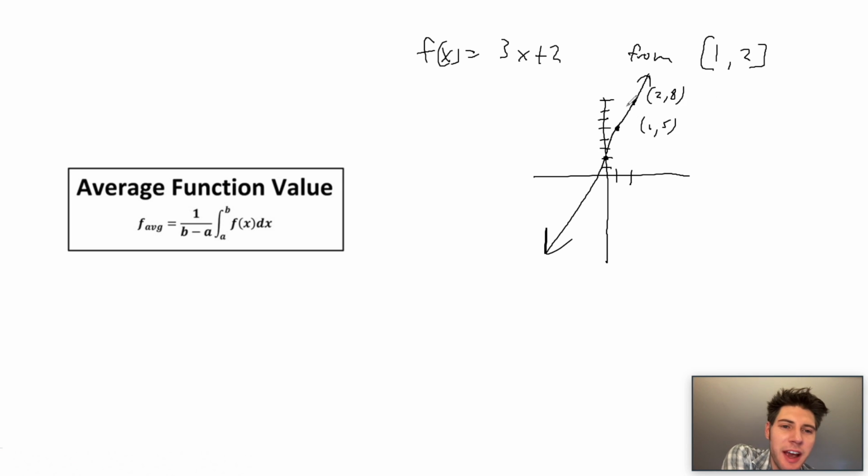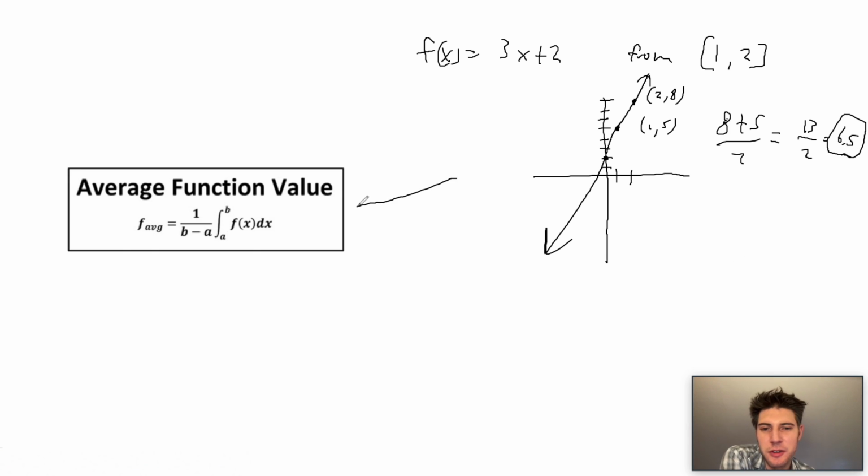So now what is the average value? Well, since this is linear, we know that it would average out by just whatever's in the middle. To find out what's in the middle of 8 and 5, we can add 8 plus 5, and that gives us 13 over 2, which is 6.5. So 6.5 should be the answer. Now let's try to use this formula.